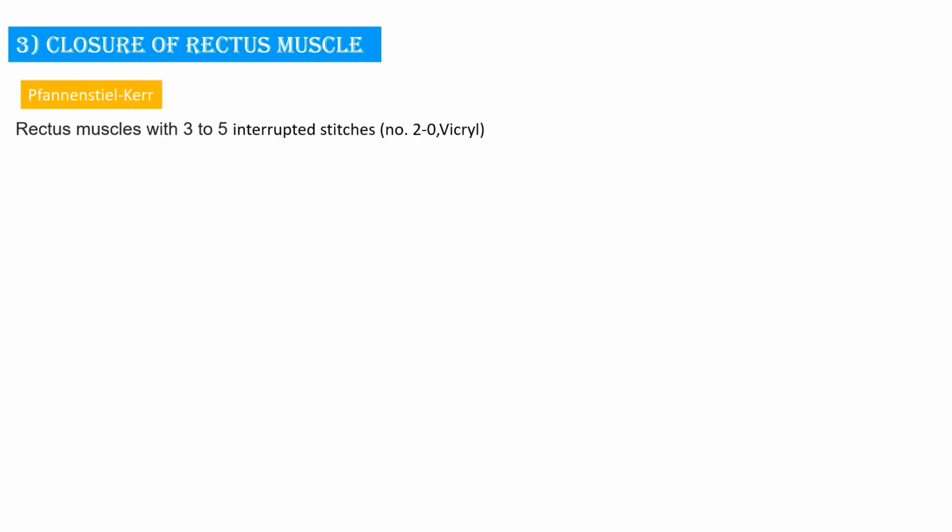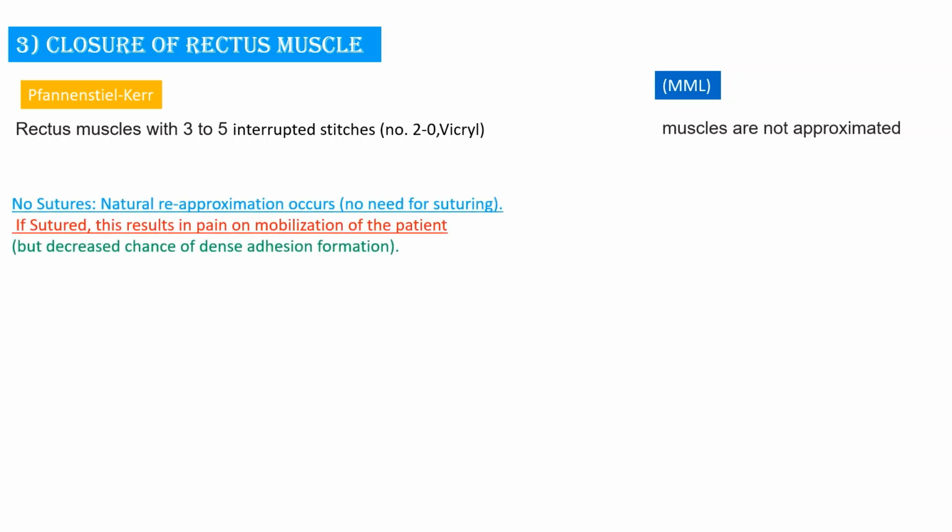Closure of rectus muscle. Pfannenstiel method: rectus muscles are closed with 3 to 5 interrupted stitches with Vicryl 0. Modified Misgav: muscles are not approximated. According to guideline, no sutures. Natural reapproximation occurs, so there is no need for suturing. If sutured, this results in pain on mobilization of the patient, but decreased chance of dense adhesion formation.